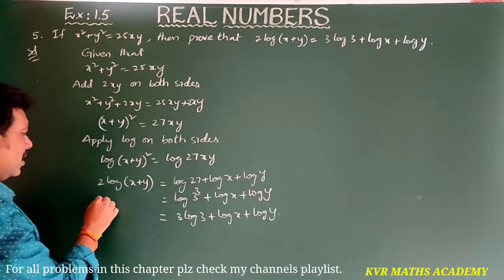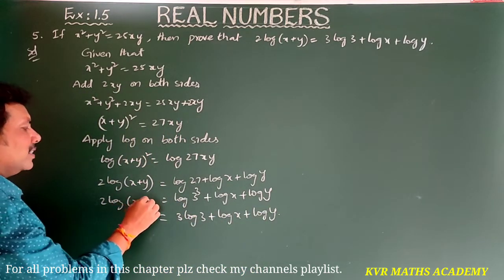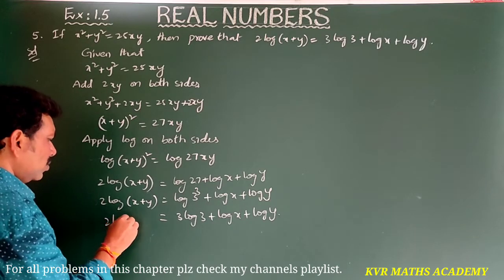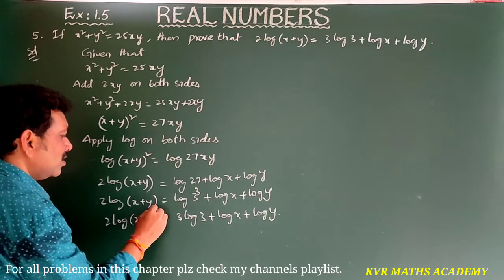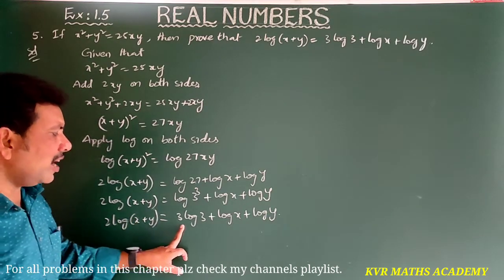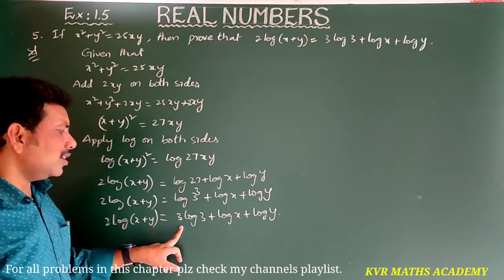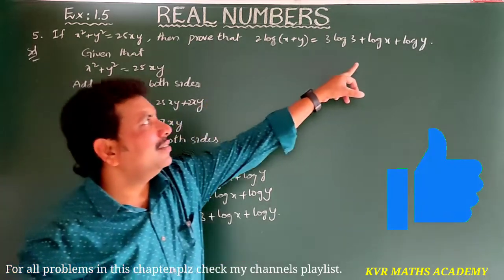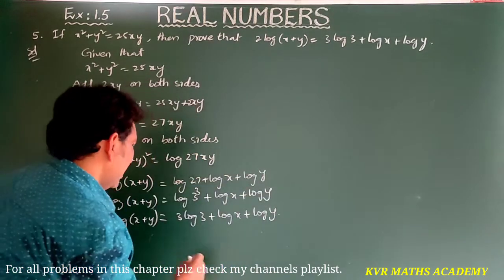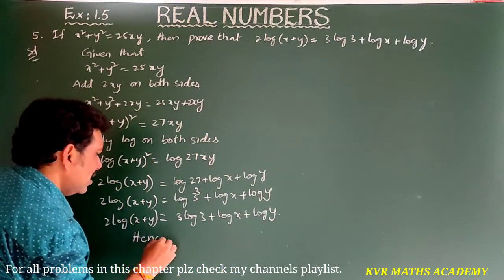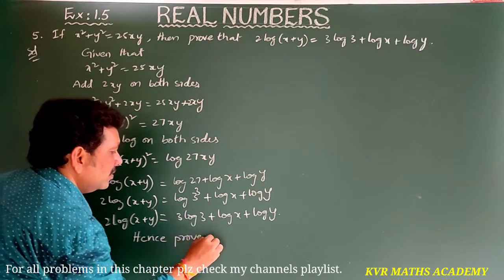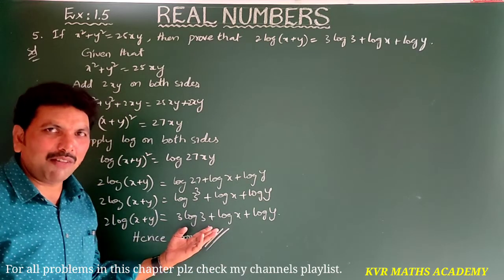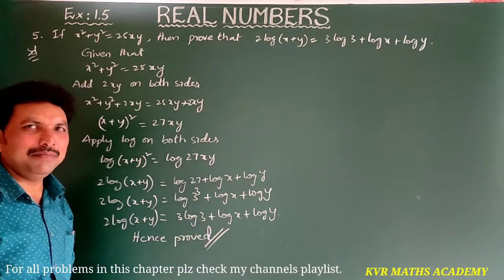So finally what we have got? 2 log of x plus y is equal to 3 log 3 plus log x plus log y. We have got it now? Yes, hence proved. Have you understood? Yes, note it down.